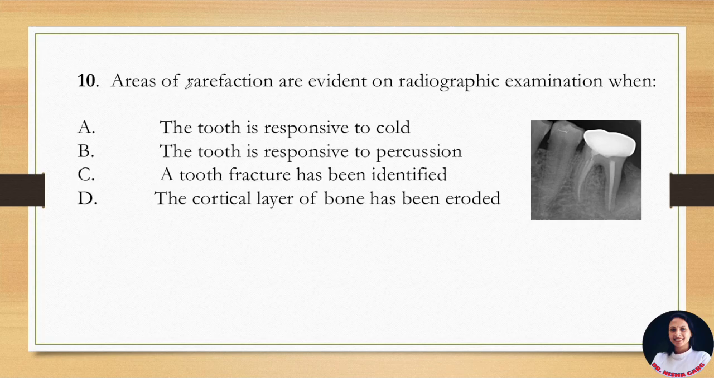Areas of rarefaction are evident on the radiographic examination when the tooth is responsive to cold, the tooth is responsive to percussion, there is a tooth fracture, or the cortical layer of the bone has been eroded. See, if we look at the literal meaning of area of rarefaction, it means there is a decrease in density. So, if we look at these options, option D fits the best. That is, if the cortical layer of bone has been eroded, that will appear as an area of rarefaction on the radiographic examination.